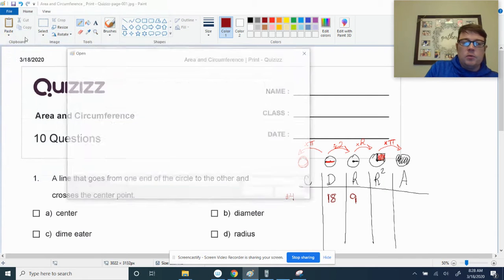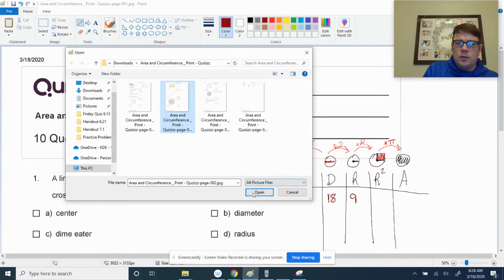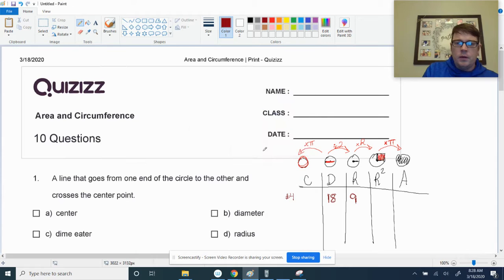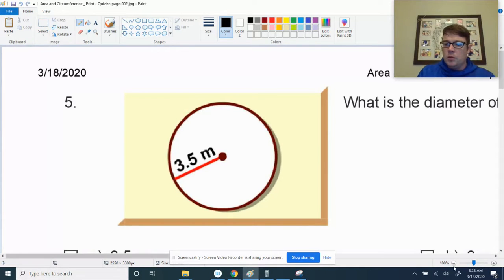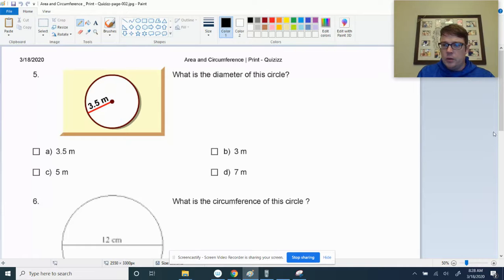I know I'm messing around with different ways to go through this. I think this might be my favorite now because I can do more than one question on one page. But we'll see how it goes.